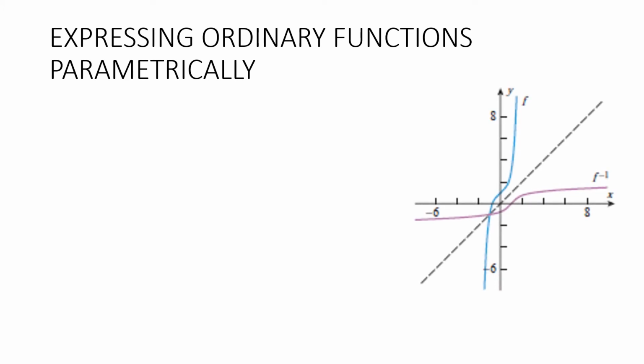So if a function f is 1 to 1, then it has an inverse function f raised to negative 1. In this case, the equation y equals the inverse of f of x is equivalent to x is equal to f of y. We can express the graph of the inverse of f in a parametric form by introducing the parameter y equals t. This yields the parametric equation x is equal to f of t, y is equal to t.